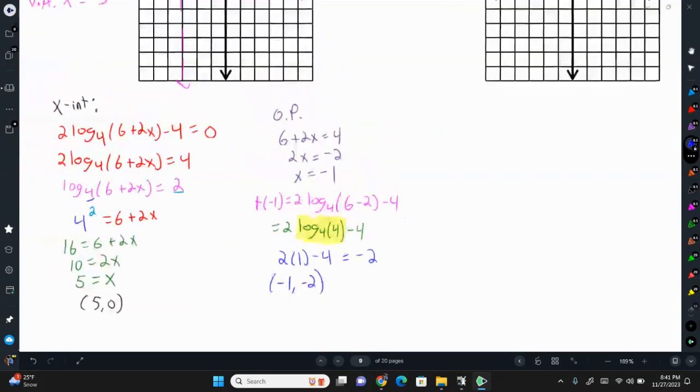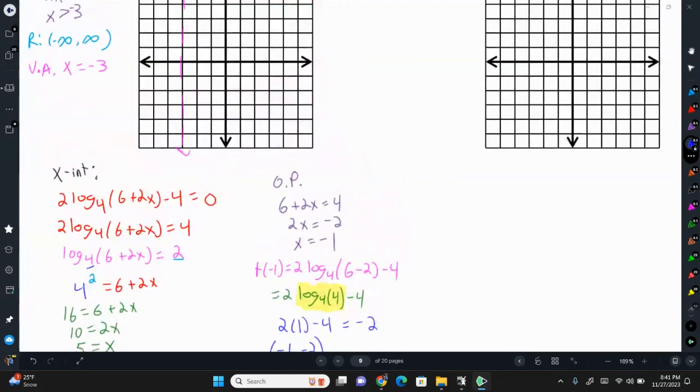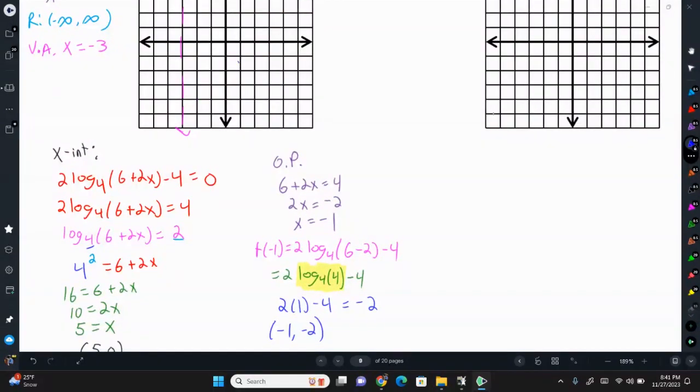So now let's plot this. 5, 0 and -1 comma -2. And that would be that graph. As you do more of these, hopefully you're starting to see some shortcuts, and this process isn't taking you as long.